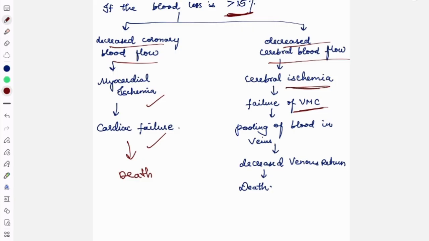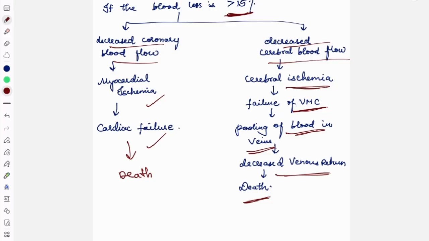If the BP is increased, then the shock will be eradicated. But the center itself is getting suppressed. Why? Because there is low blood flow to that center, because of cerebral ischemia. Now this will lead to pooling of the blood in the veins. So what happens if the blood is pooled in the veins? There is decreased venous return, and it will lead to death. So this is the ultimate reason for the irreversible stage, why it cannot be compensated.